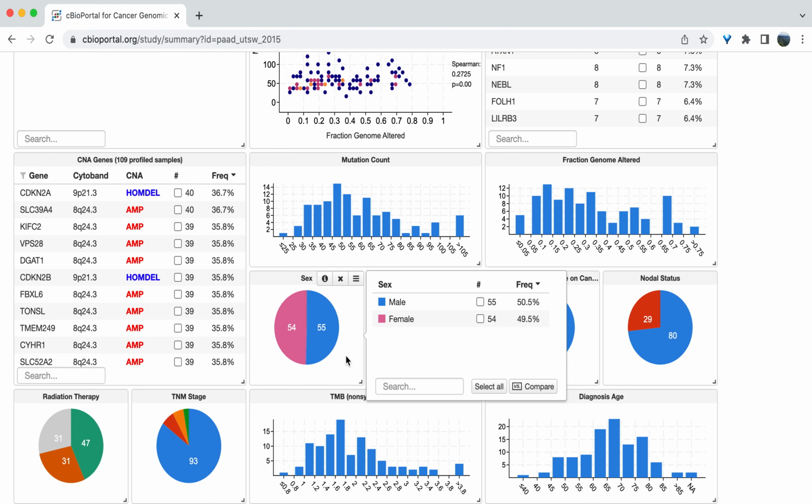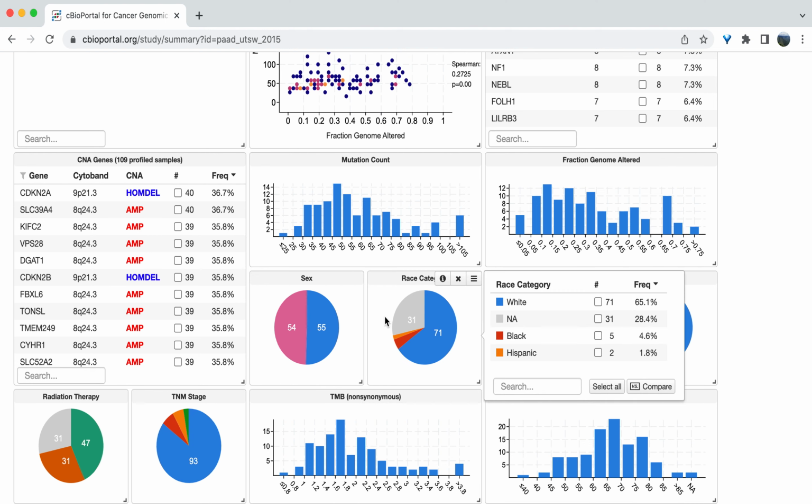Race category is also presented as a pie chart. Due to the size of some of the wedges, not all of the numbers are included for each race. It is important to hover over the pie chart to find out what each color represents, as well as the frequency or percentage of patients in each category. Notice that 31 patients fall into the NA category. Race data was not collected for this subset of patients.